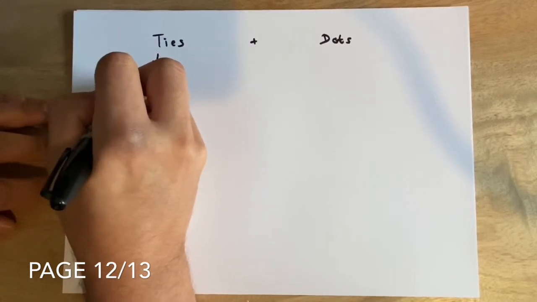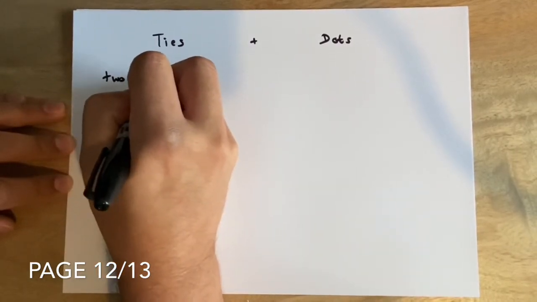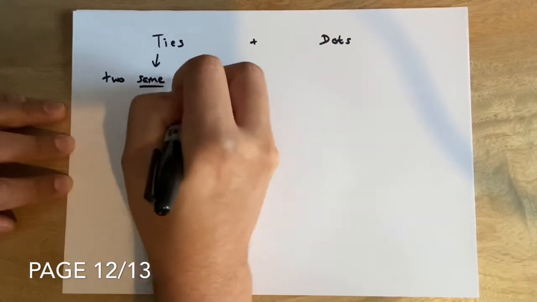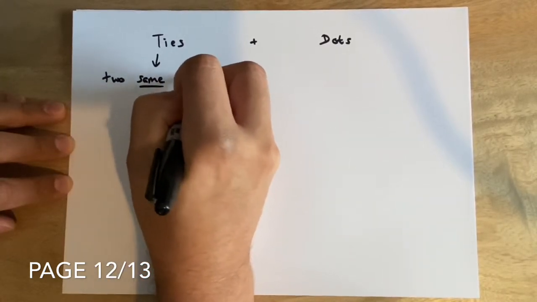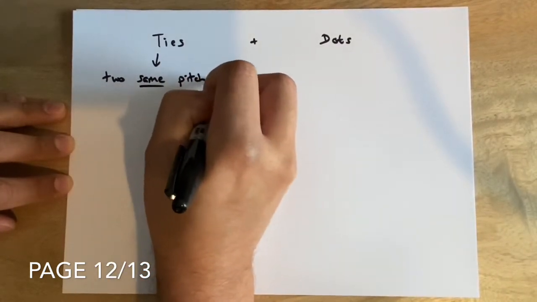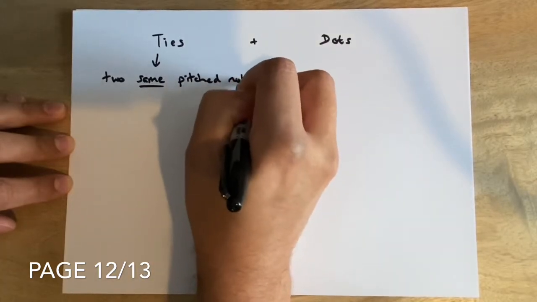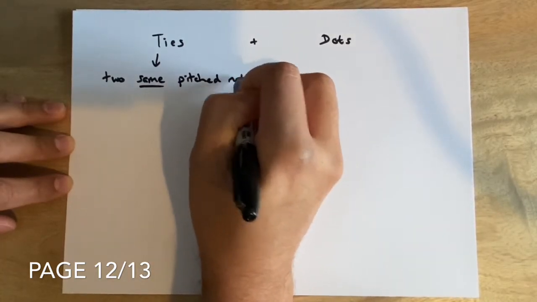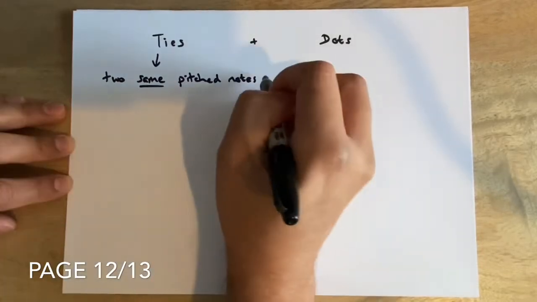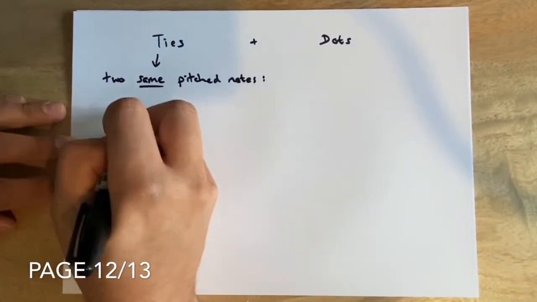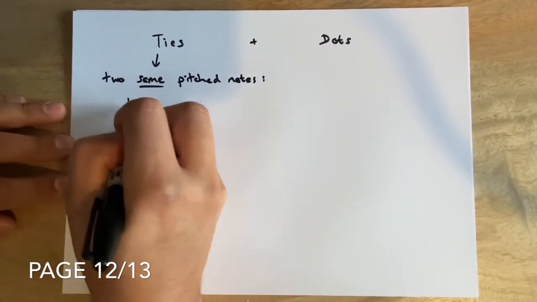So to start with ties, make sure you read the information at the top of page 12, and as it says there, they are curved lines that link together two of the same pitched notes. That's the important thing to remember, that the notes need to be the same. So for example, it's going to be an E and an E next to each other, a B and a B next to each other, okay?